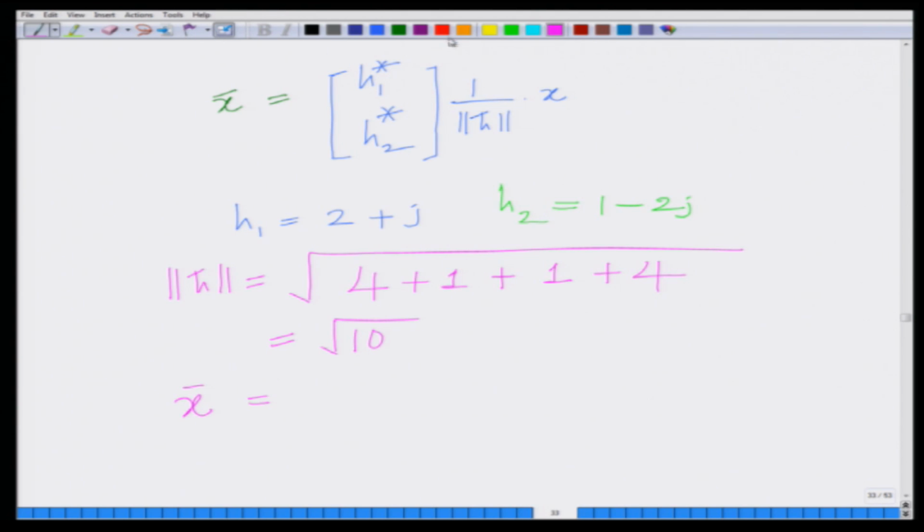X bar equals 1 divided by square root of 10 times [H1 conjugate, that is 2 minus j, H2 conjugate, that is 1 minus 2j] times X. So, the optimal transmit vector in this scenario is X bar equal to 1 over square root of 10 times [2 minus j, 1 minus 2j] into the transmit symbol X. So, X is the transmit symbol in this scenario.